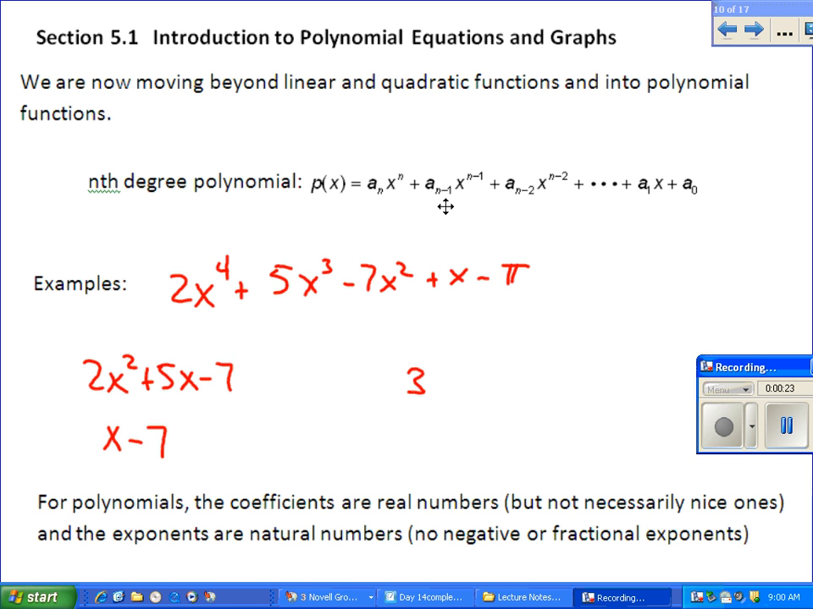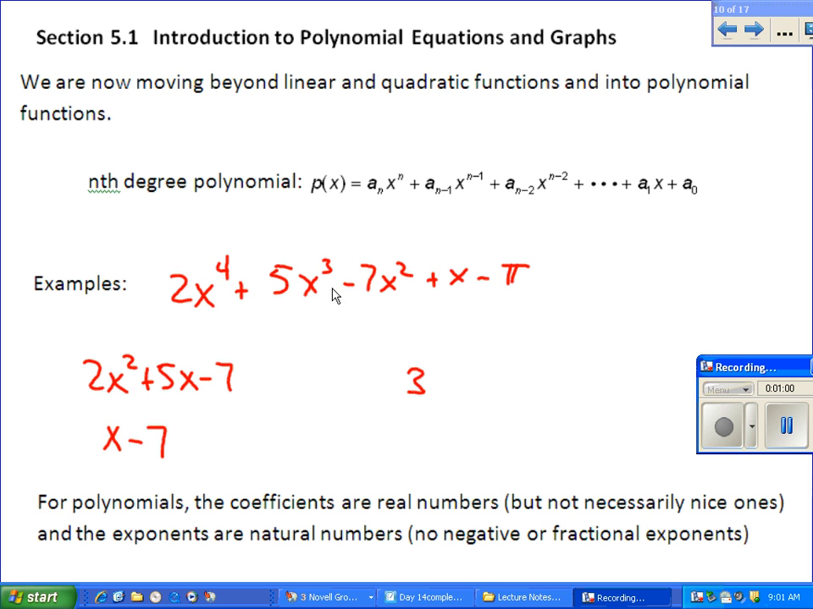All these a sub n, a sub n minus 1, and so on are just the coefficients, the numbers in front of the x. And then we have exponents on the x's. All the exponents have to be nice positive integers, and the coefficients have to be real numbers. An example of a polynomial: 2x to the fourth plus 5x cubed subtract 7x squared plus x subtract pi. Every exponent is a positive integer. Every coefficient is a real number. Irrational numbers are okay, like pi and the square root of 2, but they do have to be real values.